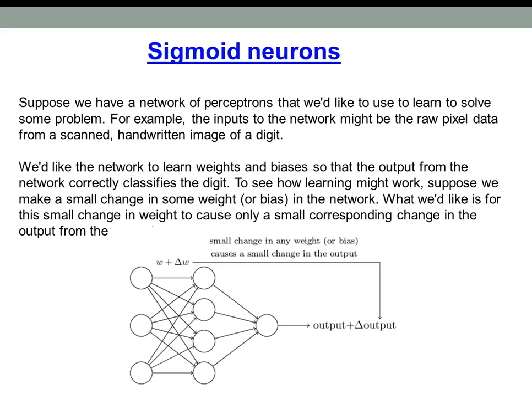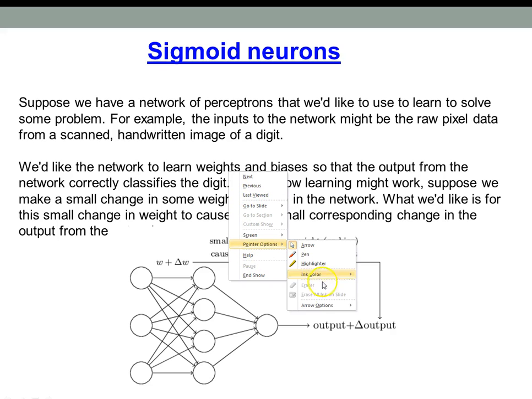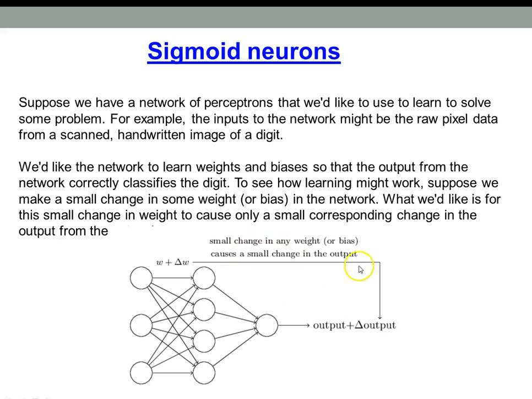Okay? So we'd like the network to learn the weights and biases so that the output from the network correctly classifies the digit. Okay? And we haven't discussed anything about how it learns at all yet. But anyway, that's where we're heading. So, to see how learning might work, suppose we make a small change in some weight or in some bias.